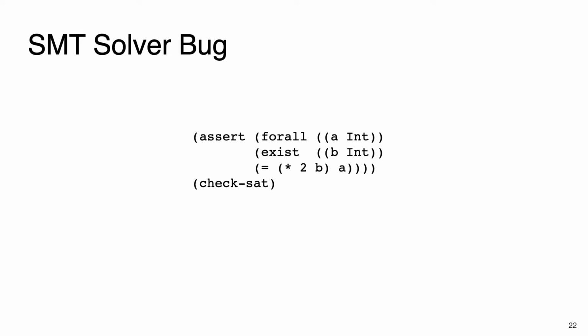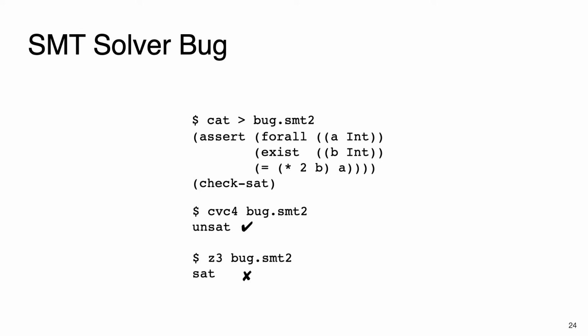However, like most software, SMT solvers could have bugs as well. For example, for this formula written in the SMT-LIB language, the SMT solver CVC4 correctly reports unsat, while Z3 incorrectly reports sat. It was a real bug in the SMT solver Z3 that makes Z3 report incorrect satisfiability. This is the most critical kind of bug in SMT solvers, which is called a soundness bug.